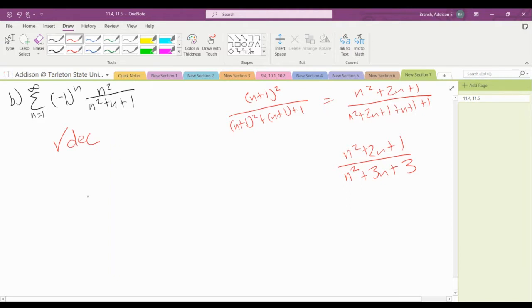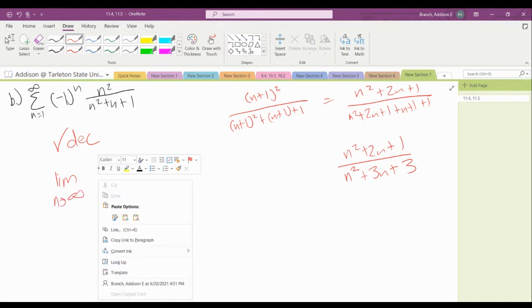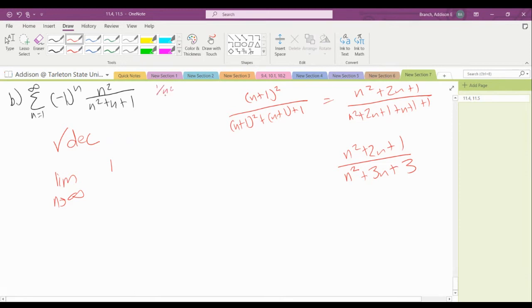So let's also go ahead and try to take our limit. What we're going to do is divide by n squared on both the top and bottom. So n squared over n squared is 1. n over n squared is 1 over n. Plus 1 over n squared, so that's 1. So we can see we do not fulfill that second one.